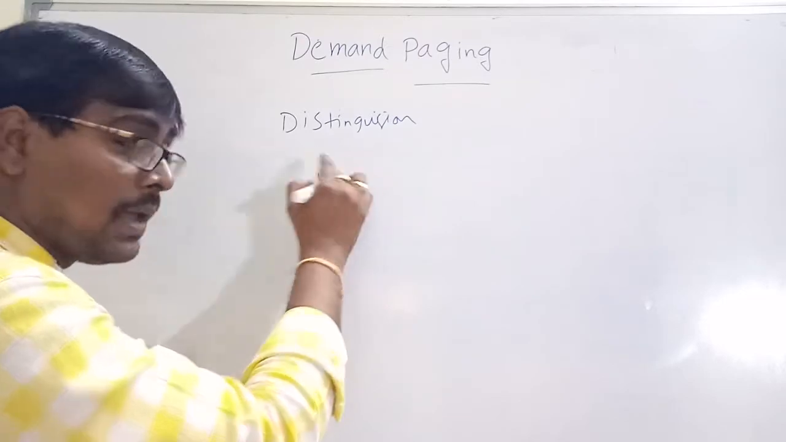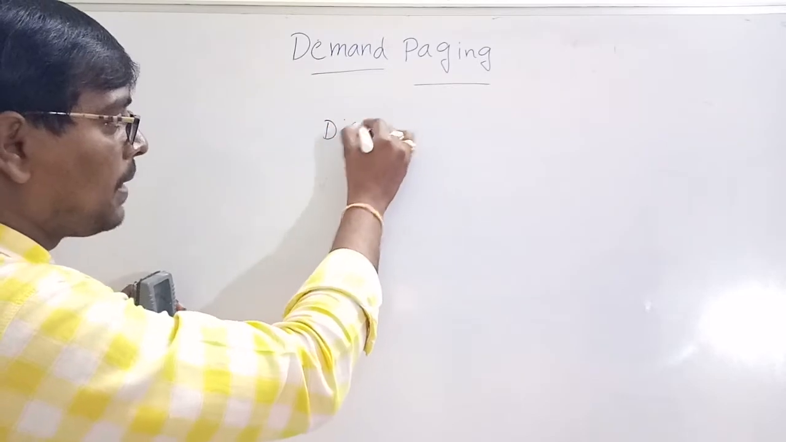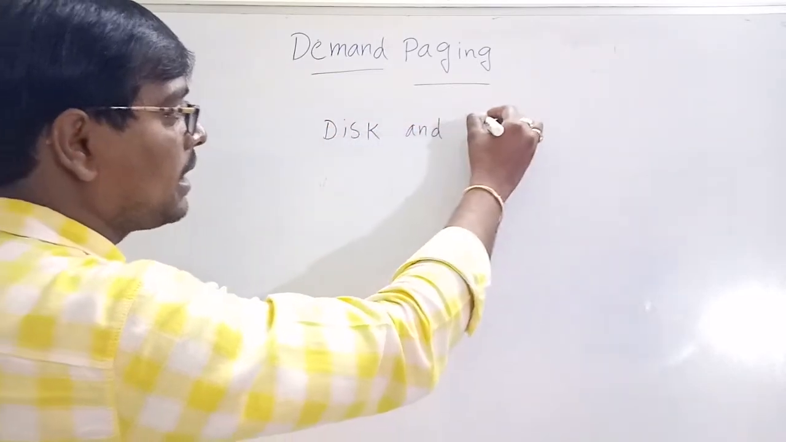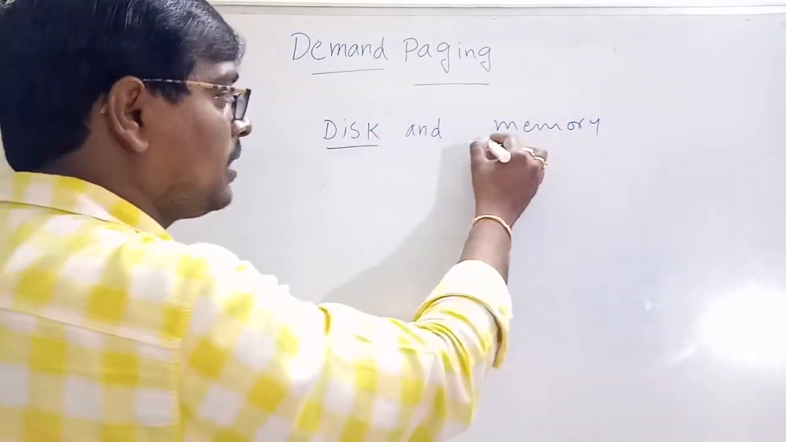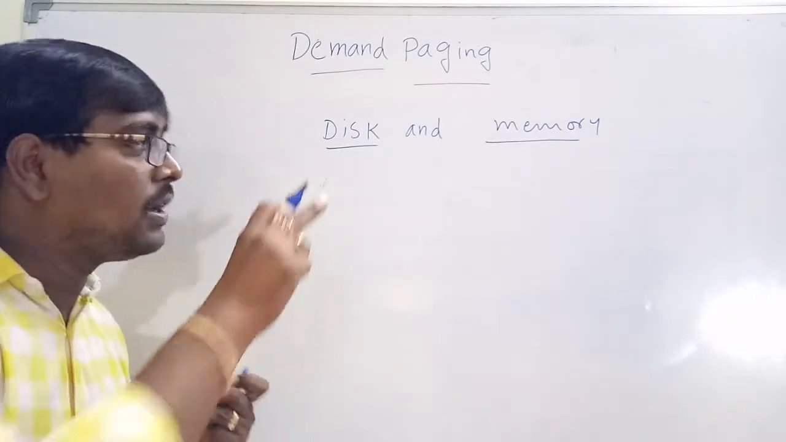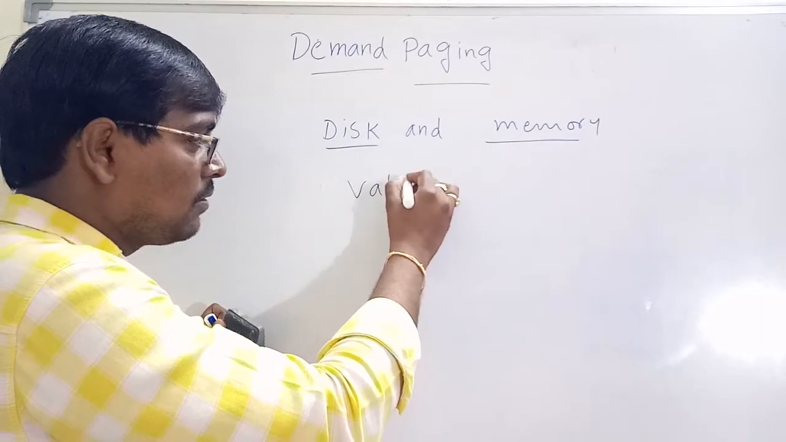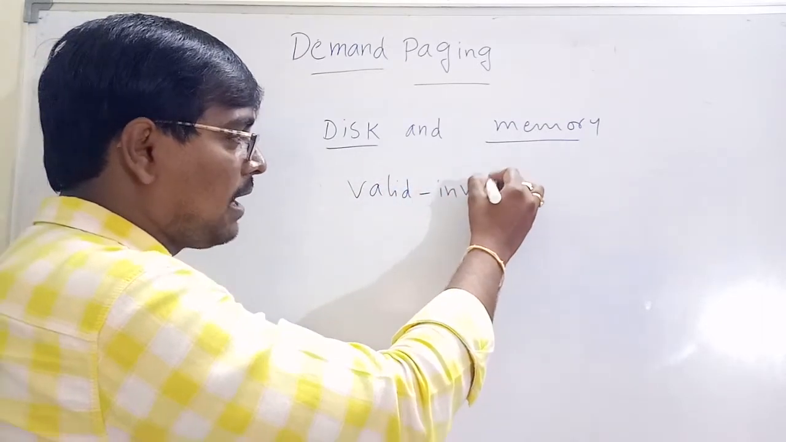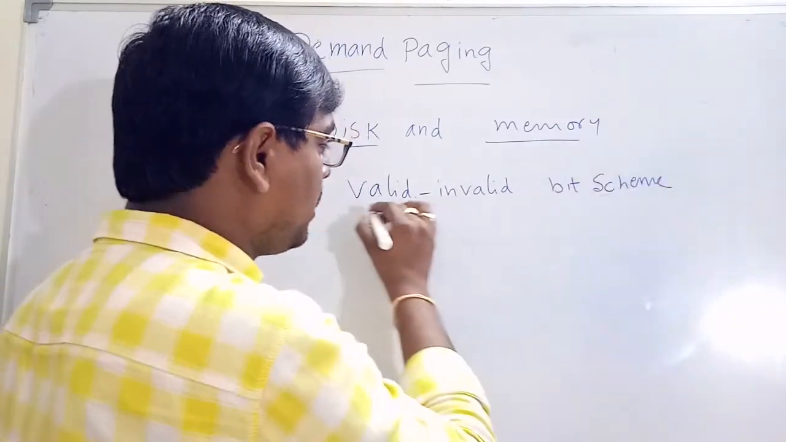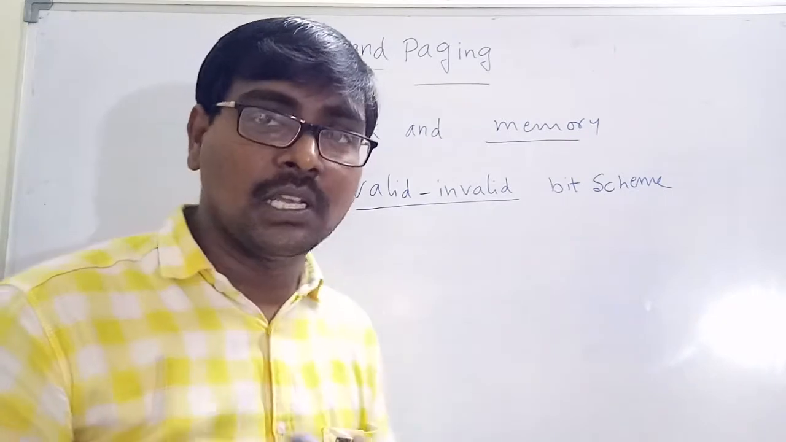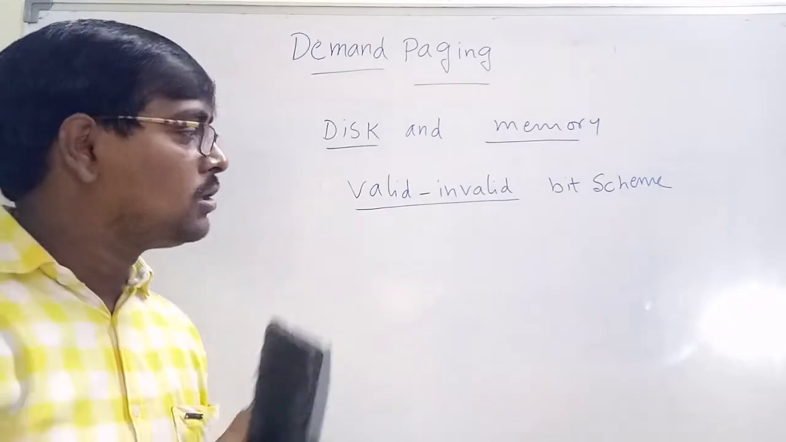Between pages on the disk. So we need to provide a distinction between the pages that are present on the disk and the pages that are present in the physical memory. For that, we are using the valid-invalid bit scheme. By using this scheme, we differentiate the pages in the disk and the memory. So you know the point.